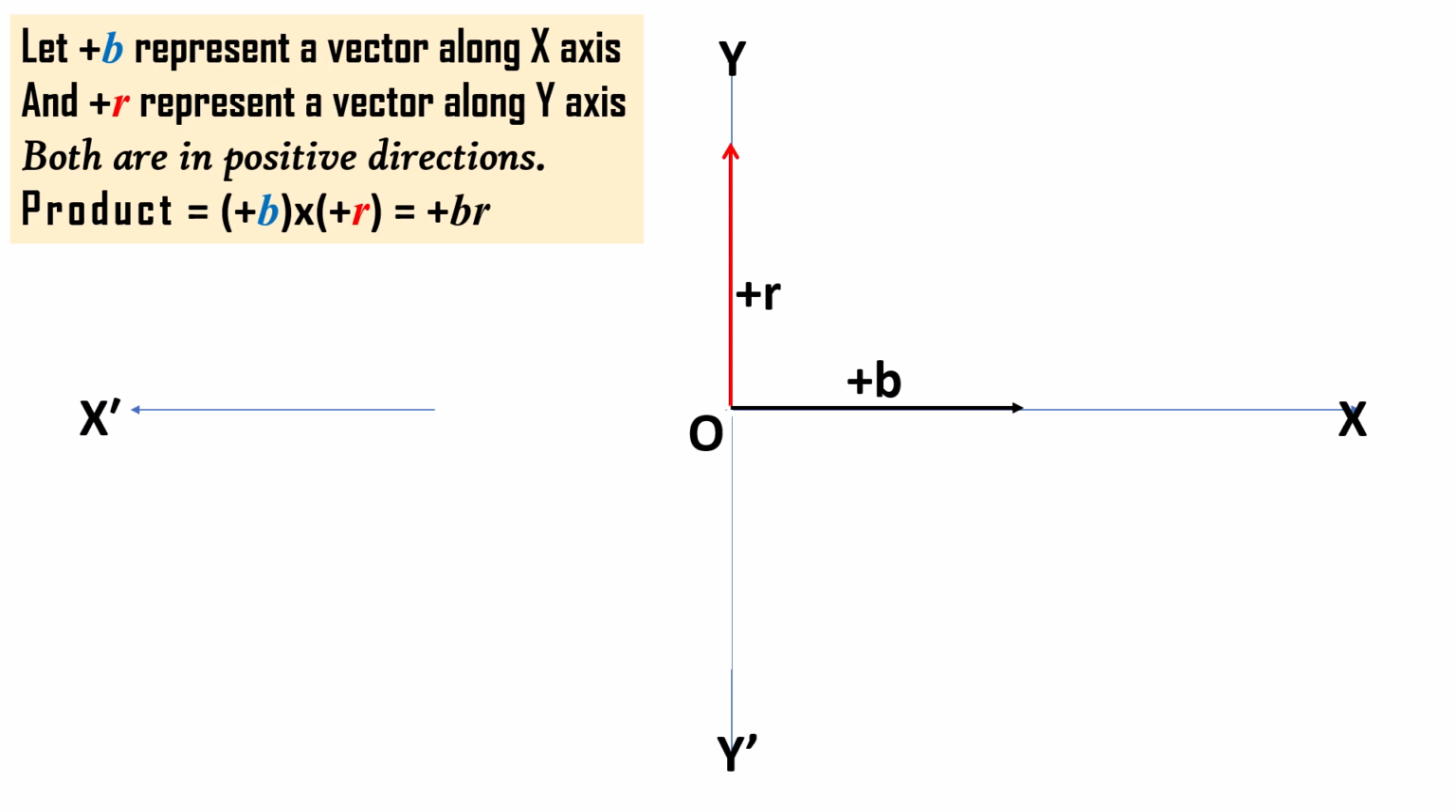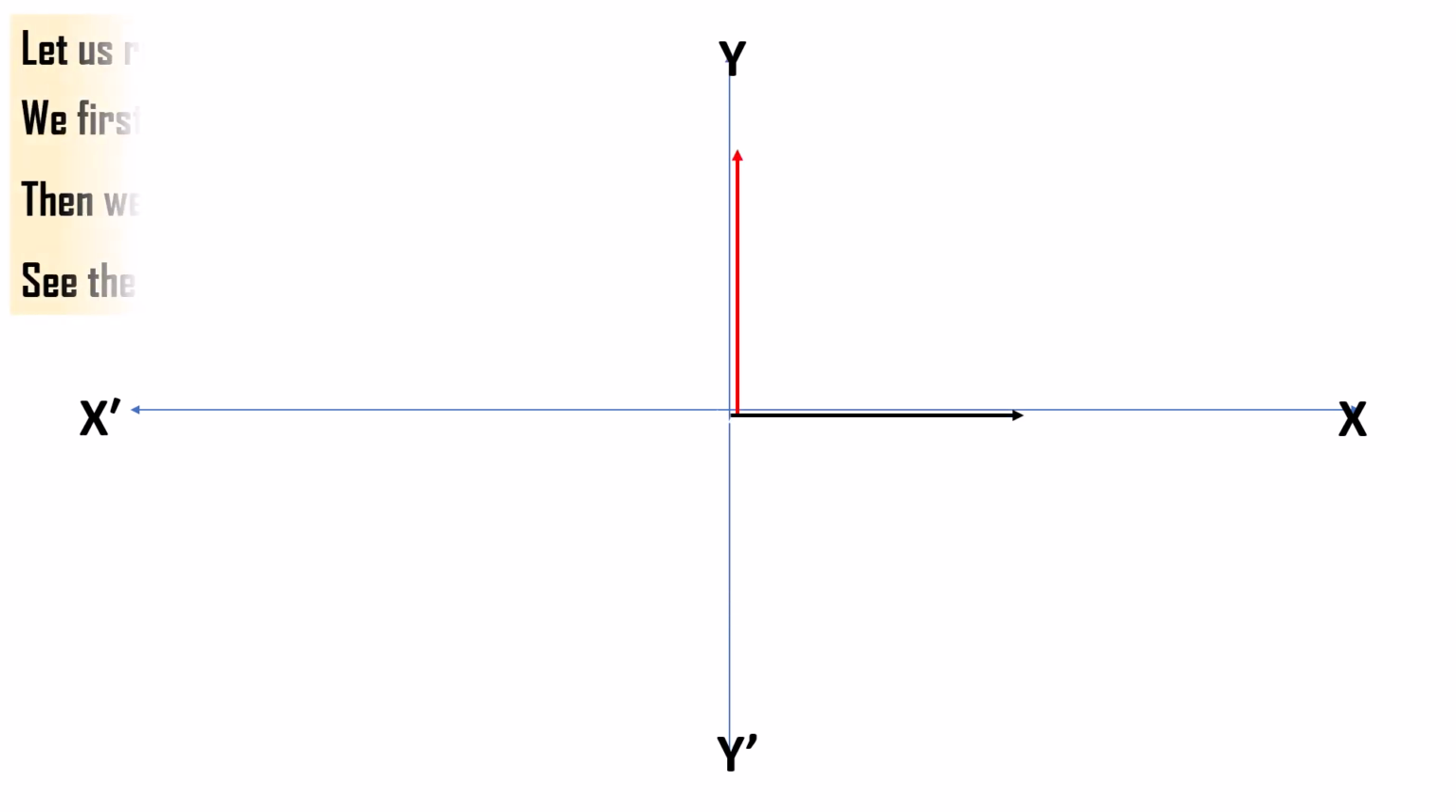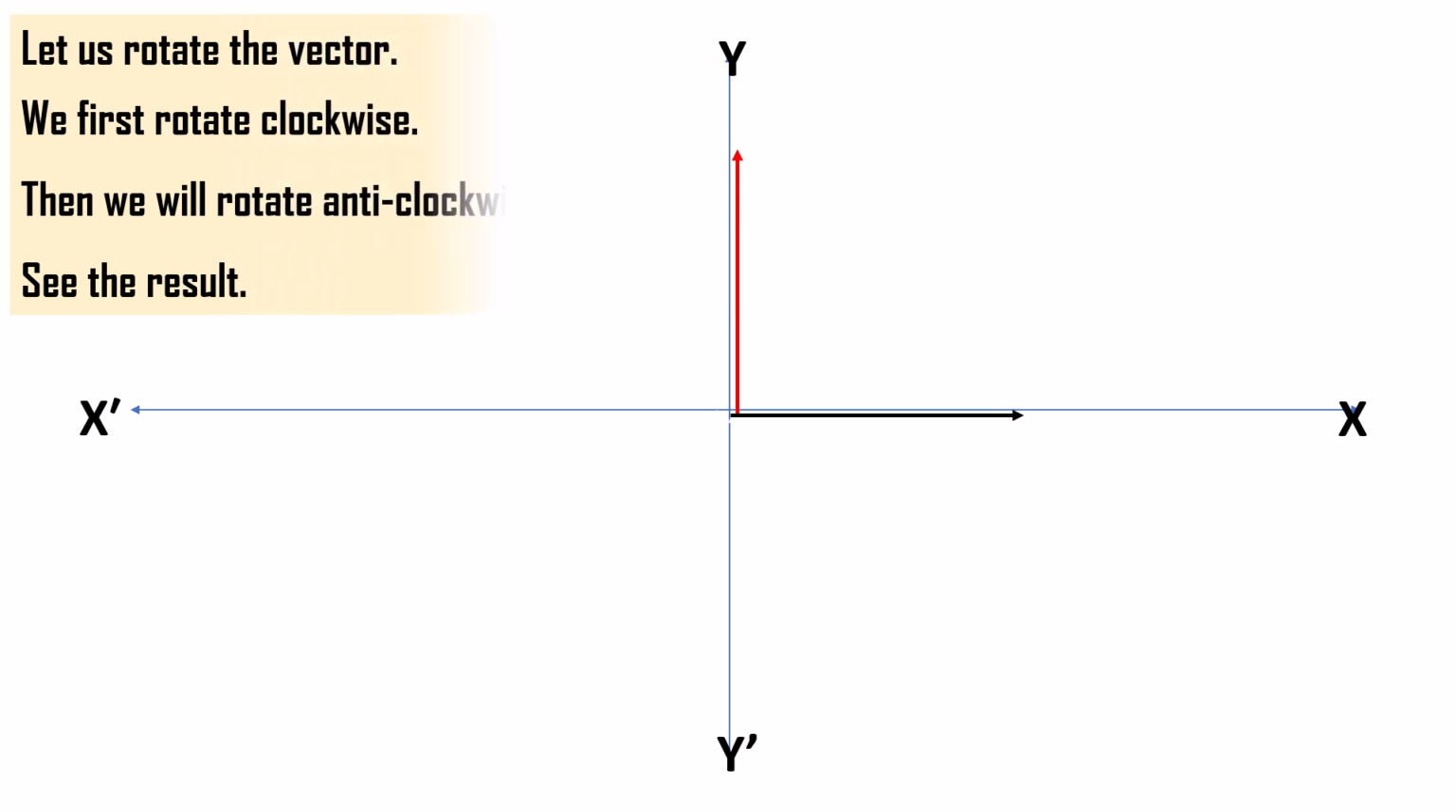Note that both are positive. They are to the right side of the origin and above the origin, both signifying positive directions. So, the vector product or cross product is equal to plus BR. Now, let us rotate the vectors and see what happens.